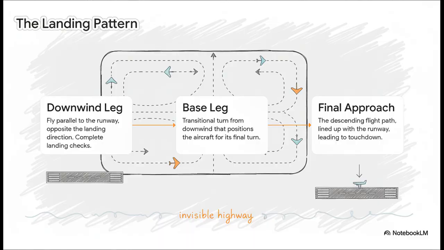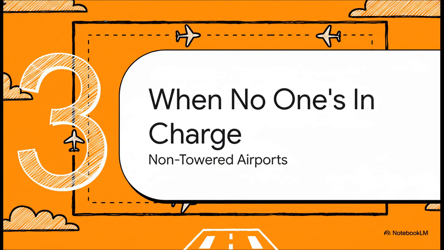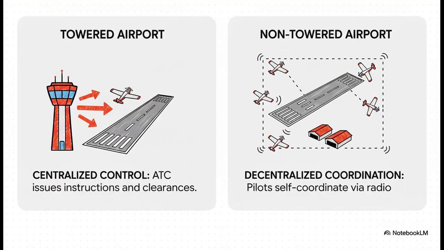That's your rectangle. Now, it's easy to think there's always an air traffic controller in a tower somewhere, directing this whole dance. But what happens when there isn't one? Yeah, so most of the big airports you fly into are what we call towered. You've got controllers giving specific instructions for everything. But, and this is a big but, the vast majority of airports in the world are actually non-towered. At these places, the pilots are the ones in charge. They're all talking to each other on a shared radio frequency, and they have to rely completely on following that standard traffic pattern to keep from running into each other.